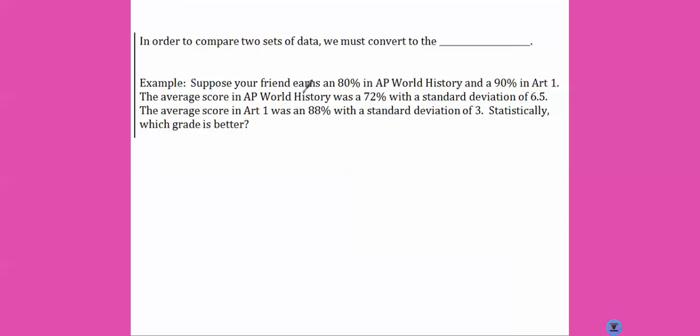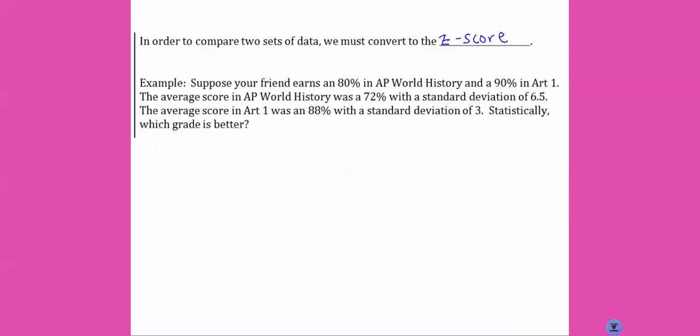The other reason we use z-scores is to compare two sets of data. So before we can compare them, we have to convert them to z-scores. So suppose your friend earns an 80% in AP World History and a 90% in Art 1. The average score in AP World History is a 72 with a standard deviation of 6.5. The average score in Art 1 was an 88% with a standard deviation of 3. Statistically, which grade is better?